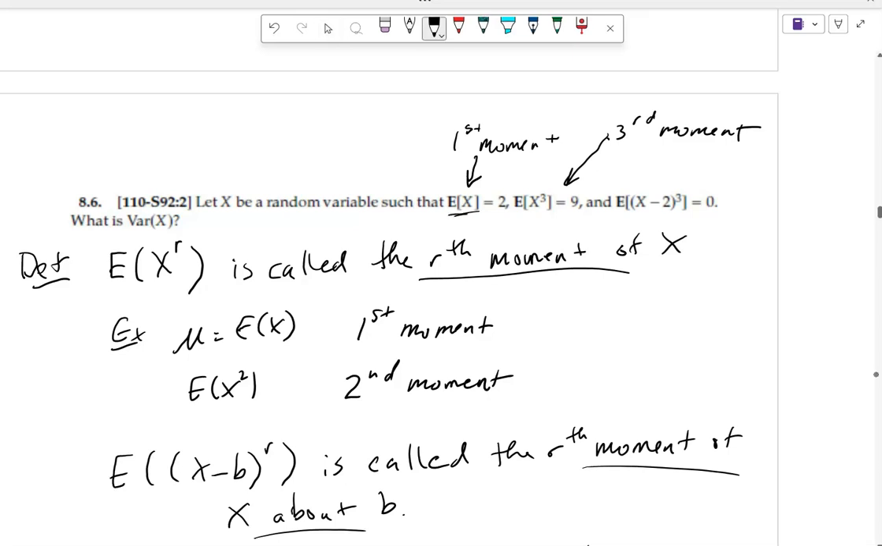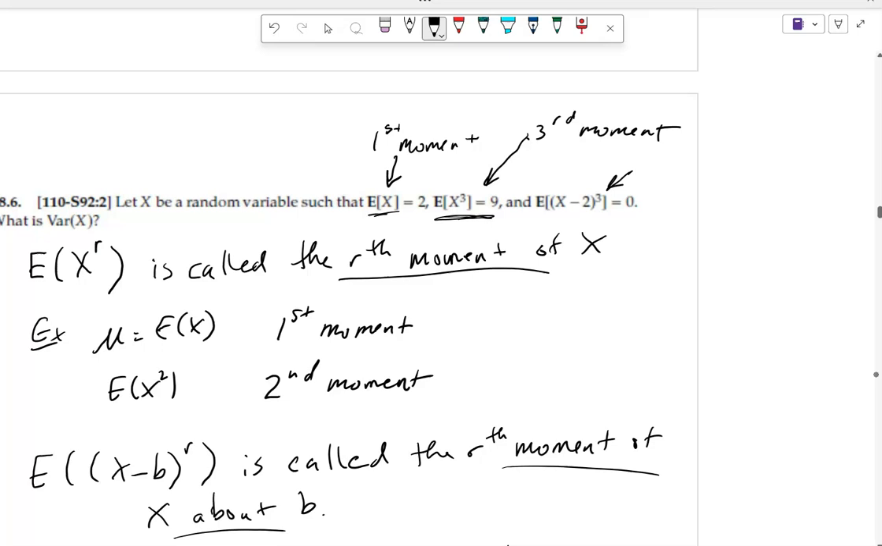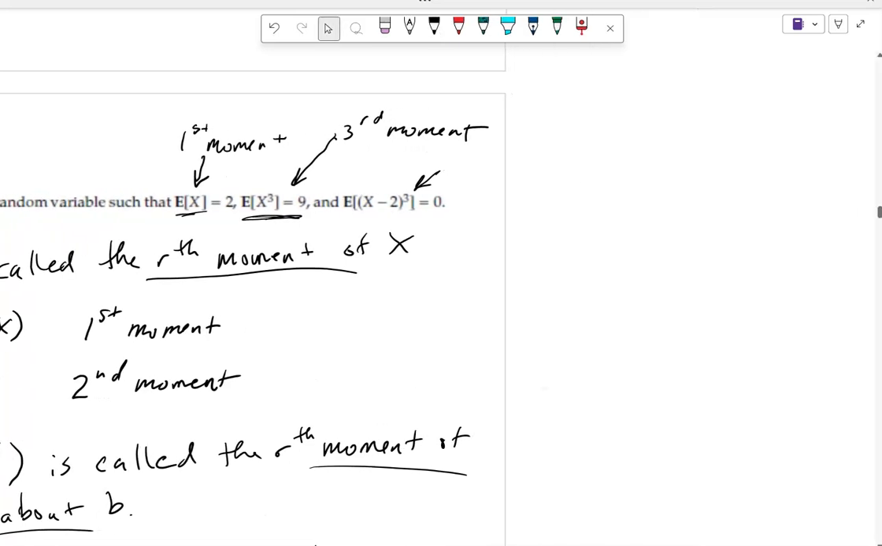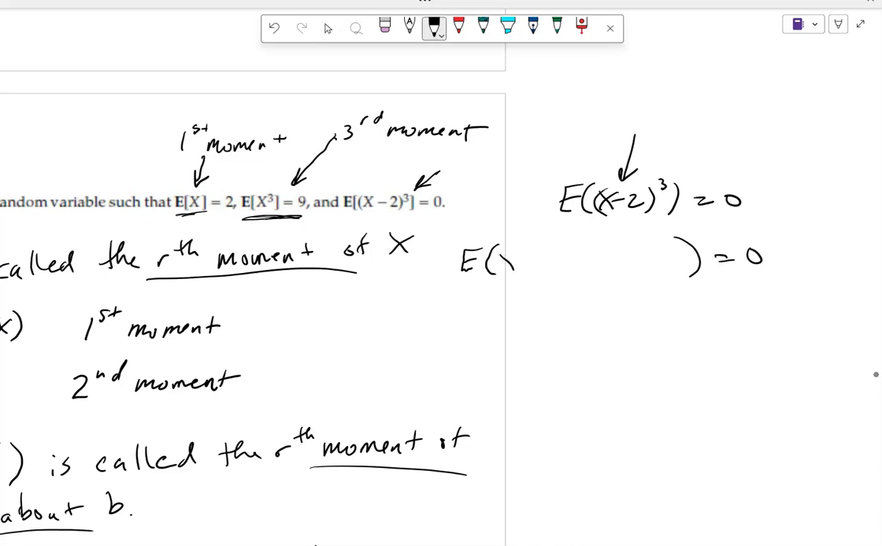Okay. All right. So we have the first moment and we have the third moment. And we have the third moment about 2. So we should be able to use that information to figure out the second moment. Okay. So let's look at expected value of x minus 2 cubed equals 0 and see what algebraic simplifications we can do and what substitutions we can make. What do you get when you multiply that out on the inside? X cubed minus 6x squared plus 12x minus 8.